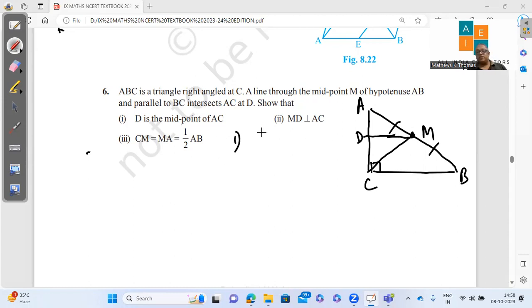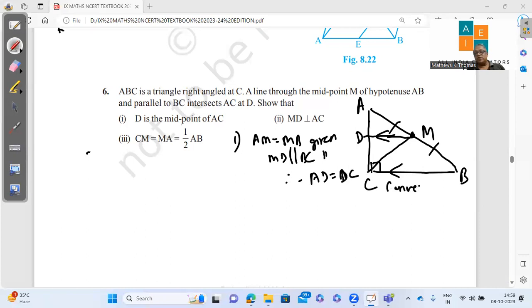So for the first part, this is easy because AM and MB are already equal, given. And it is given that MD is parallel to BC. And therefore, by converse of midpoint theorem, from the midpoint, if I draw this line parallel, then D will also be the midpoint. So AD equal to DC. This reason we will give by converse of the midpoint theorem. So AM and MB are equal, this is parallel, so D is the midpoint. So now we have got AD and DC equal by first part.